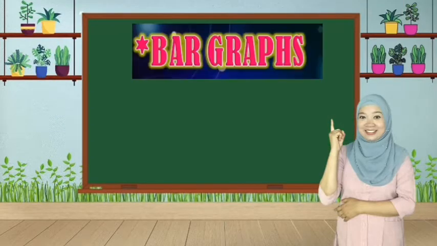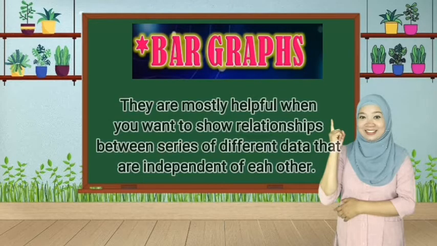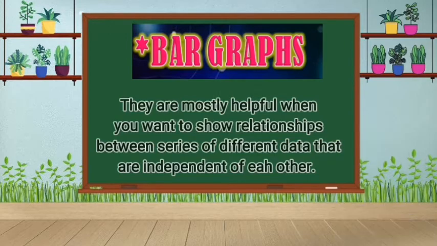Using a bar graph as your graphical representation is mostly helpful when you want to show a relationship between a series of different data that are independent of each other. It means your data can be independent of each other, wherein using the bar graph, you can clearly see the progress, the strength, and the weakness of a particular data that you have used in your graphical representation.